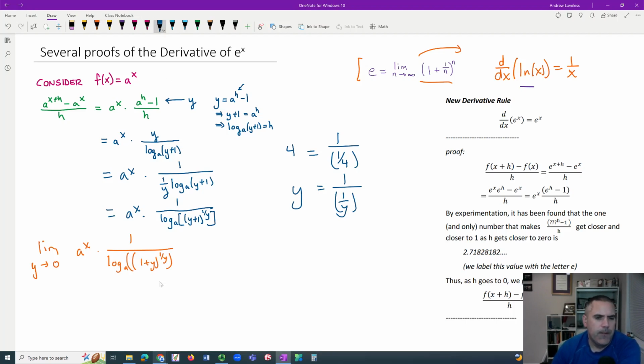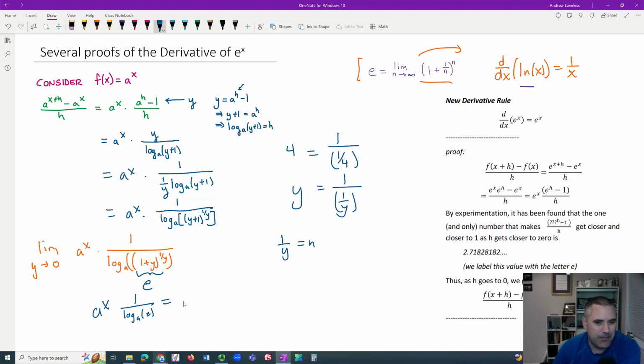Okay. So then what are we going to say? Well, this piece in here, where does it go when y goes to 0? Or if you prefer, replace 1 over y with n, and n is going to infinity, as long as y is approaching 0 from the right. So anyways, this approaches e. And so our final answer is a to the x, 1 log base a of e.